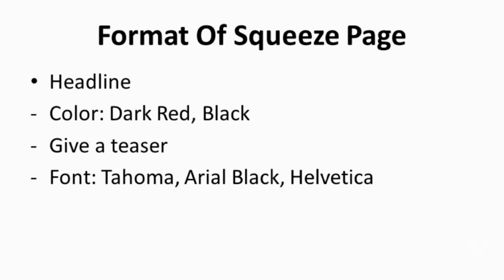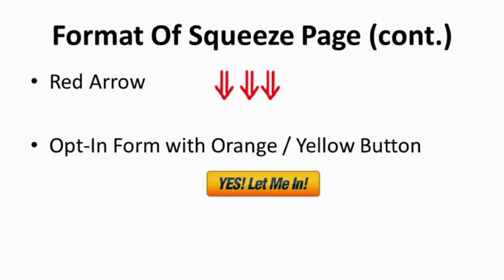Include an attractive headline, a big red arrow, and an opt-in form. The best color choice for the headline will be dark red or black. It must be able to give a teaser of the product they're going to purchase later. I would recommend that you use the font of Tahoma, Arial Black, and Helvetica.